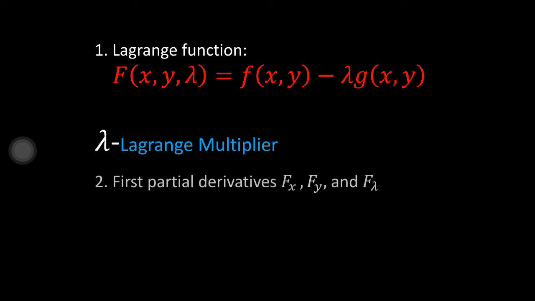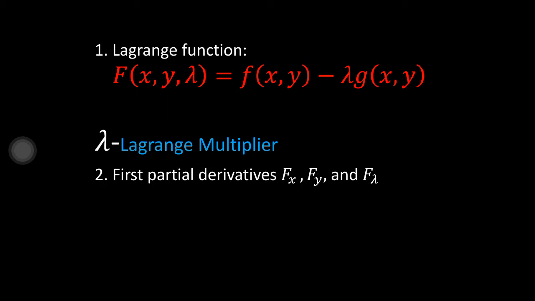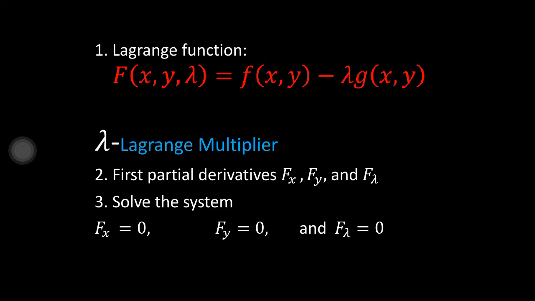The next step is to find the first partial derivatives of F with respect to x, F with respect to y, and F with respect to lambda. Then solve the system by equating it to 0. F sub x is equal to 0, F sub y is equal to 0, and F sub lambda is equal to 0.